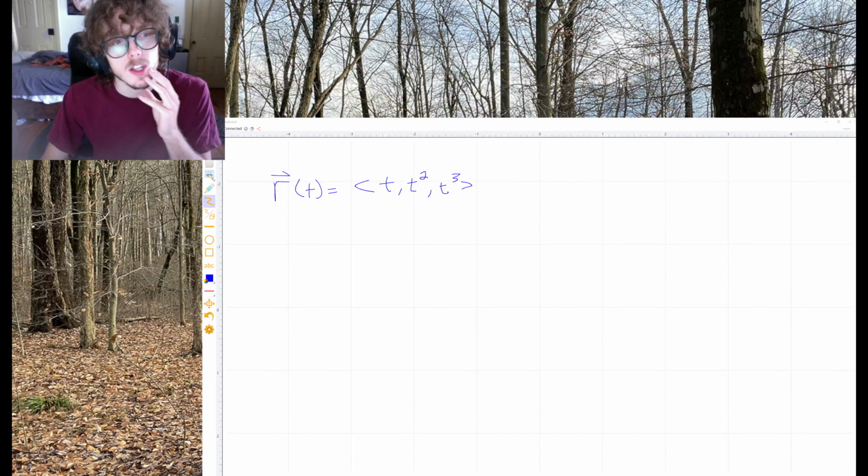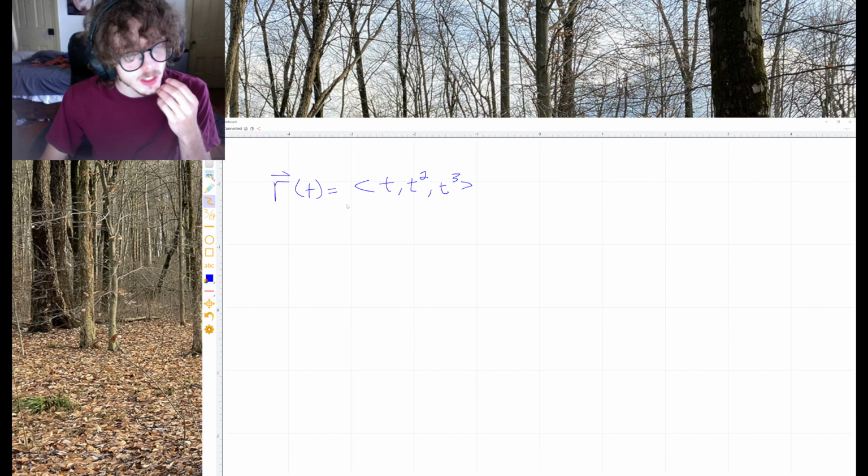Today we're going to be talking about a vector function, and I just want to give a visualization for this because I feel like it may be a little hard to see if you're first going in to Calculus 3. So let's take the vector function r as a function of t, given as this vector here of t.